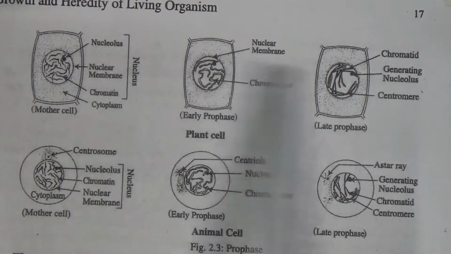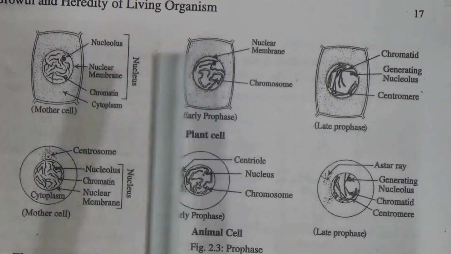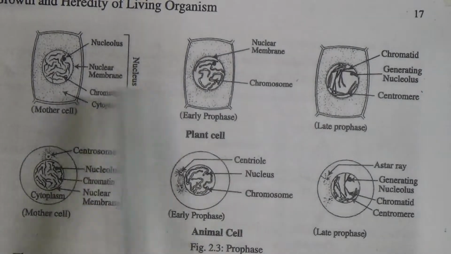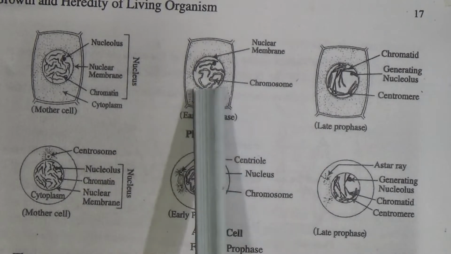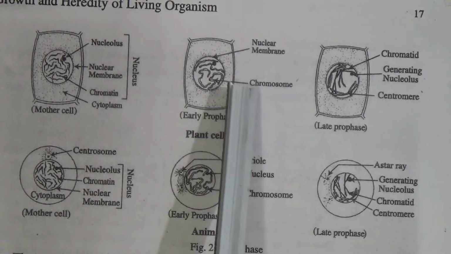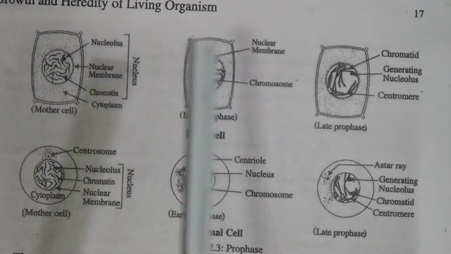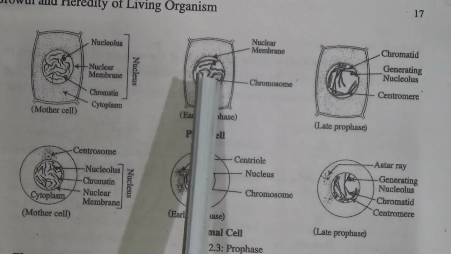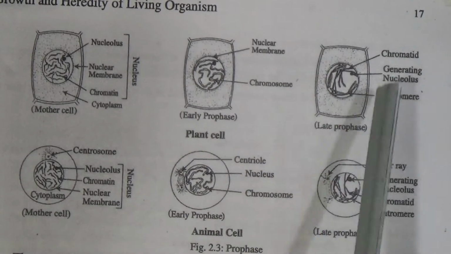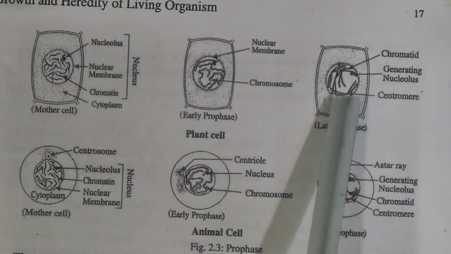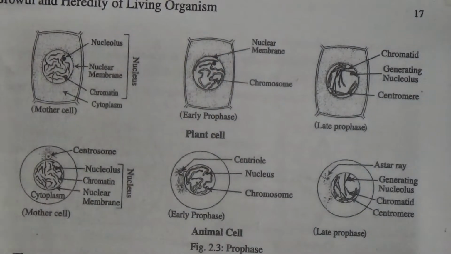In this process, that is in prophase stage, the nucleus becomes bigger, and due to continuous dehydration, nuclear chromatin condenses to form visible thread-like structures, and these are called chromosomes. And this chromosome divides longitudinally into 2 chromatids. See boys, it is like this.